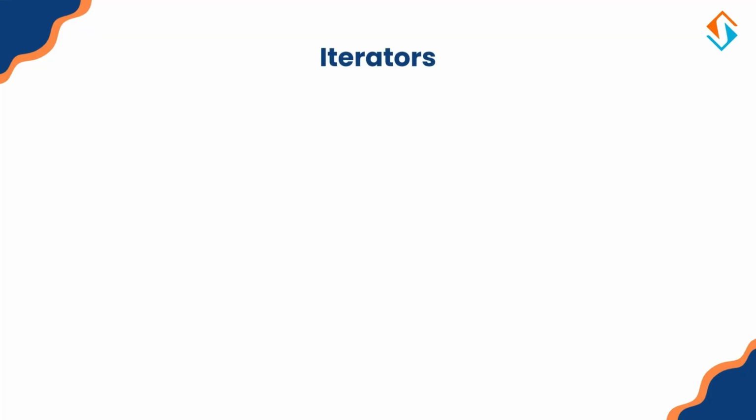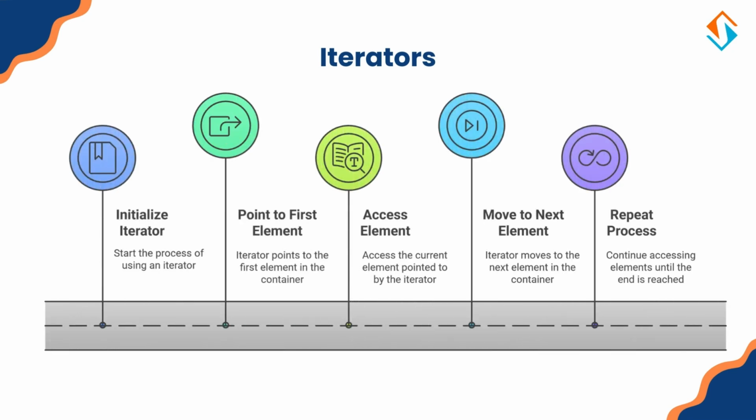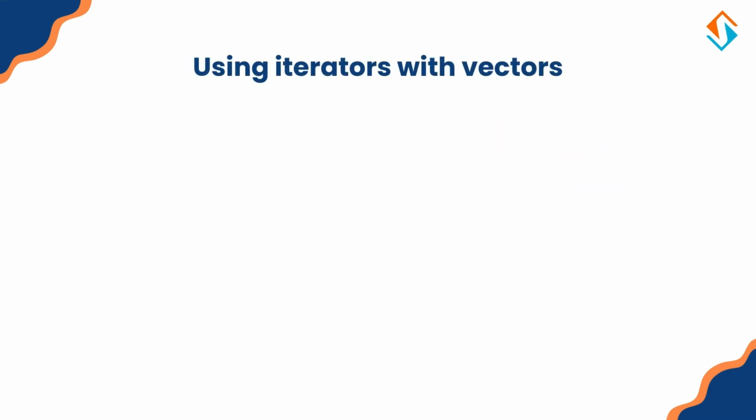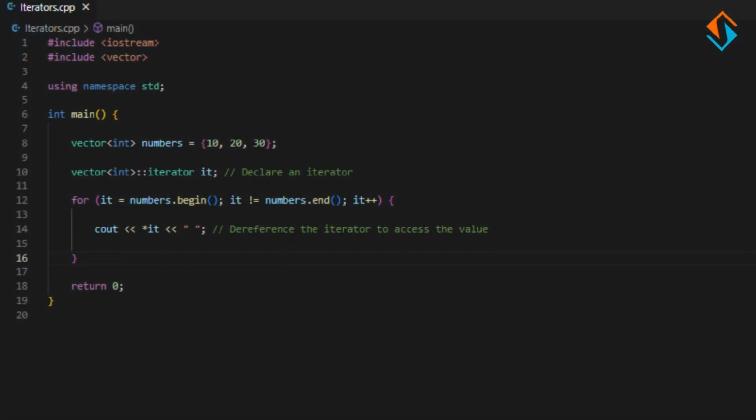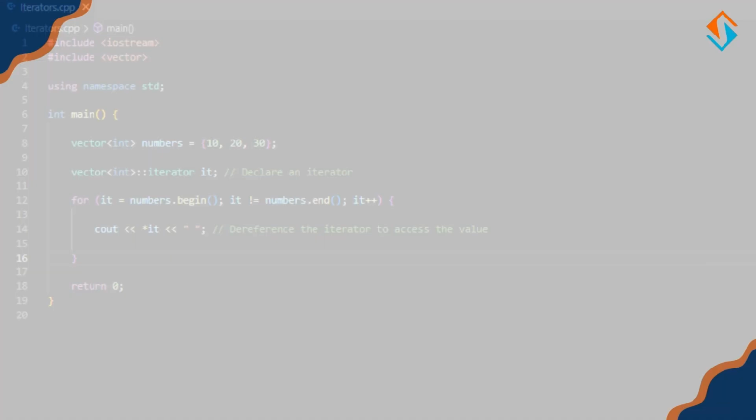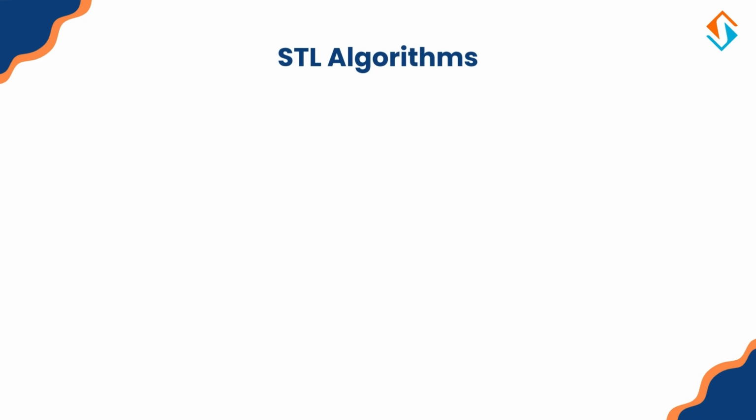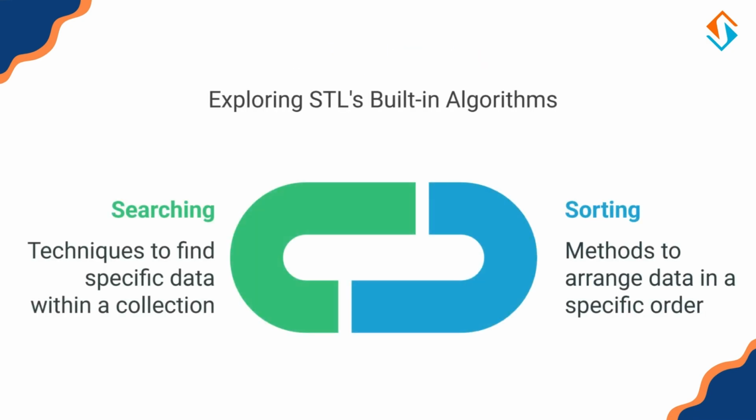Next up, let's talk about iterators. Think of iterators as a pointer that helps you navigate through a container. They're like a bookmark in a book. You can use them to visit one element at a time. Finally, let's look at STL's built-in algorithms. These are pre-written functions to do things like sorting and searching.